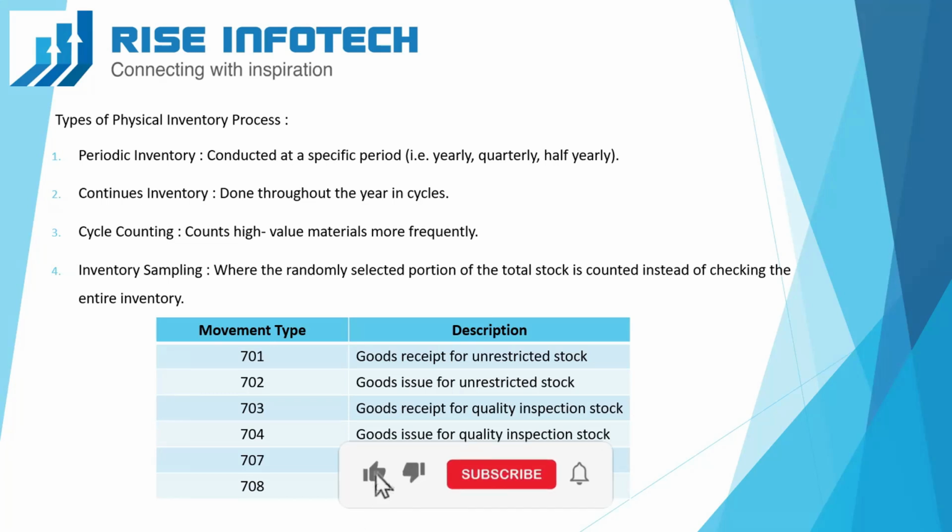Coming to the next, we have a few more SAP movements and their descriptions: 701, 702, 703, 704, 707, 708. 701 is goods received for unrestricted stock. 702 is goods issue for unrestricted stock. 703 is goods received for quality inspection stock. 704 is goods issue for quality inspection stock. 707 is goods received for blocked stock. 708 is goods issue for blocked stock.